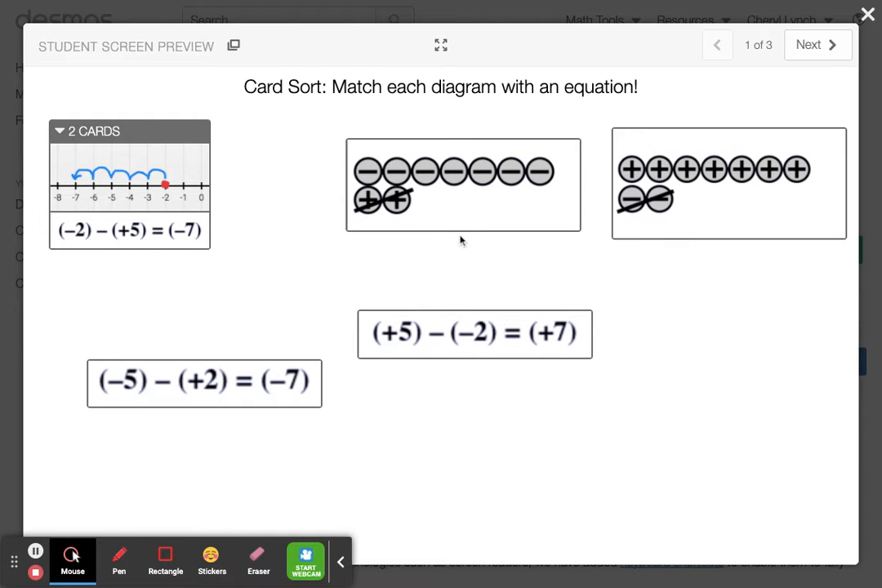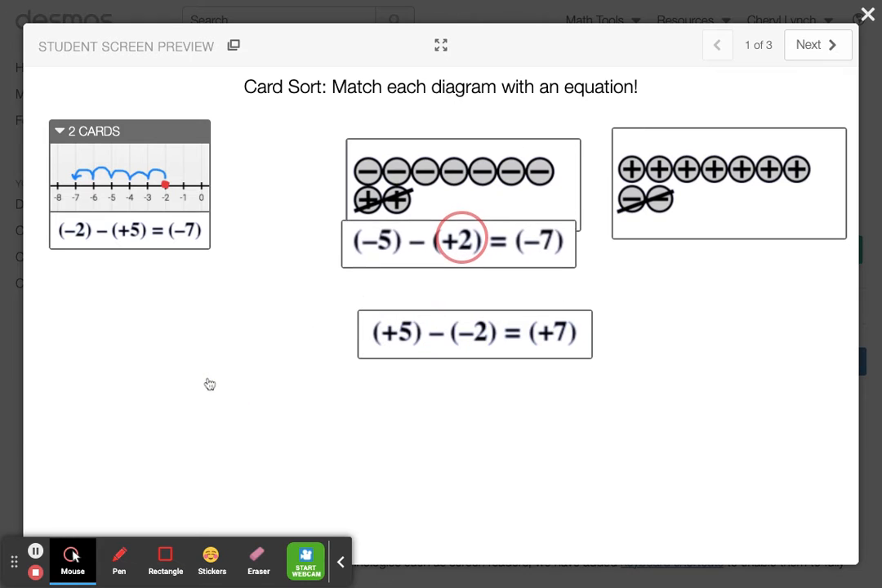The second diagram, we start with a total of 1, 2, 3, 4, 5, 6, 7 negatives and 2 positives, which means we're starting with 5 negatives because these equal 0. So although we have more tiles, we're actually starting with 5 negatives. Then we are taking away 2 positives, and we're left with 7 negatives.